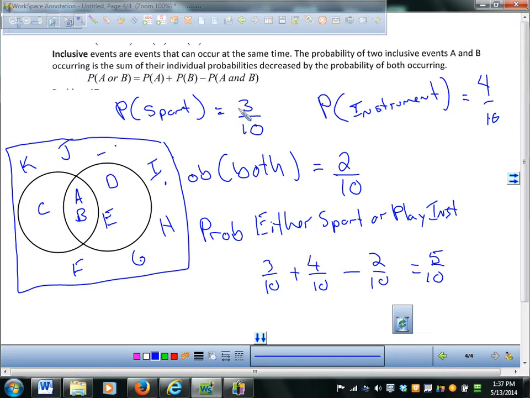So 3 out of 10 people, these are the sports people. 4 out of the 10 people, these are the instrument people. These are the 2 people who play both. So in order to figure out the probability that they do either or, you're in here or you're in here, I add together 3 plus 4, but then I have to subtract the overlap because I'm counting these people twice. See that? So altogether there's 5 out of 10 people who play this. Did you follow that?